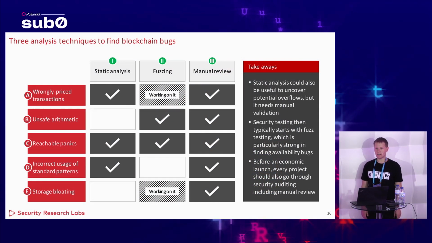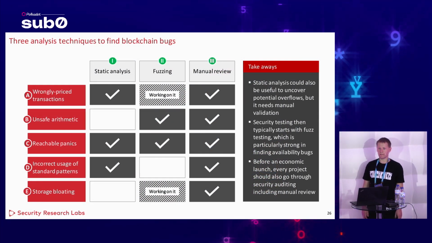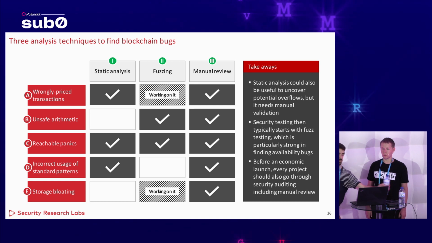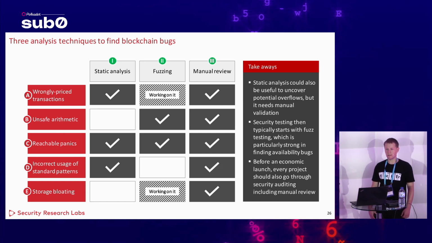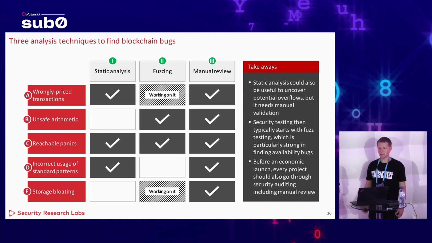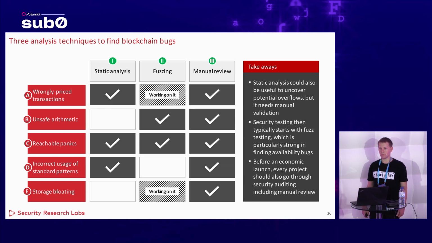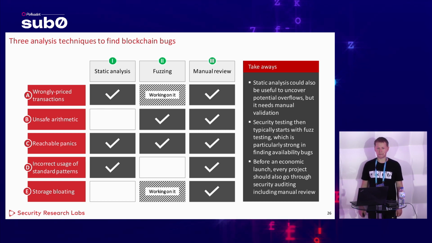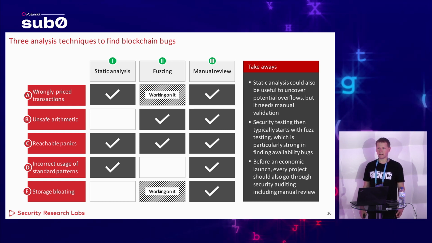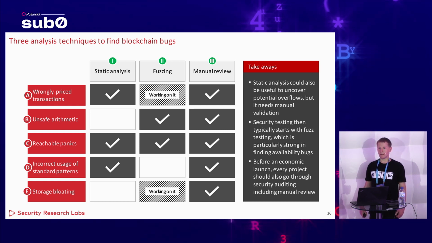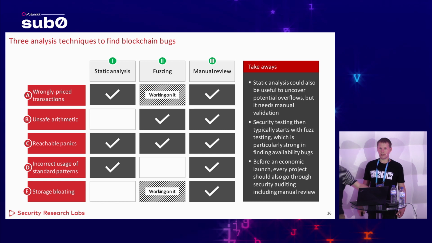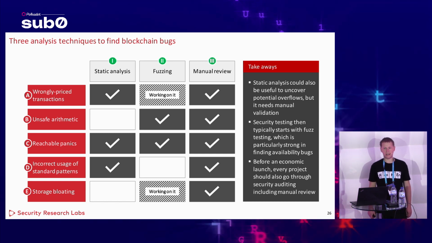So let's take a quick look at the different methods we use during our assessment. We have basically 3 options to analyze a blockchain project. One is static analysis, one is fuzzing, and one is manual code review. For static code analysis, we can find some issues, but it's also hard because it has a lot of false positives. For example, we can find wrongly priced transactions in cases where you have just the default weight of something like 10,000 or even 0 in a weight annotation.